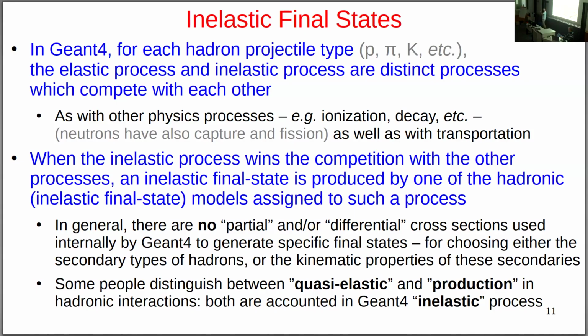And then we have a final state model which decides which is the final state. So if you want to alter this kaon production, for instance, you need to go inside the final state model and change things, but there is not a single number. It's not an easy thing to do, okay?